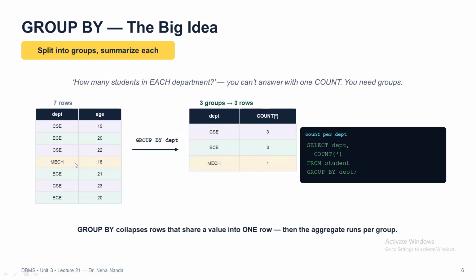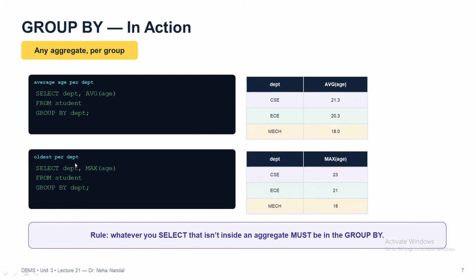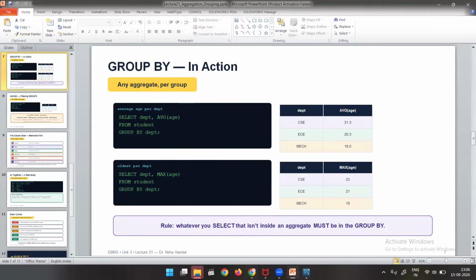So let's try out group by all 3 queries together. Here our next question is, we want average age per department. So here we will add, instead of count, average age. And if we want maximum age, then it will give us maximum age per department. So let's see all 3 of them. How does it work in Workbench?